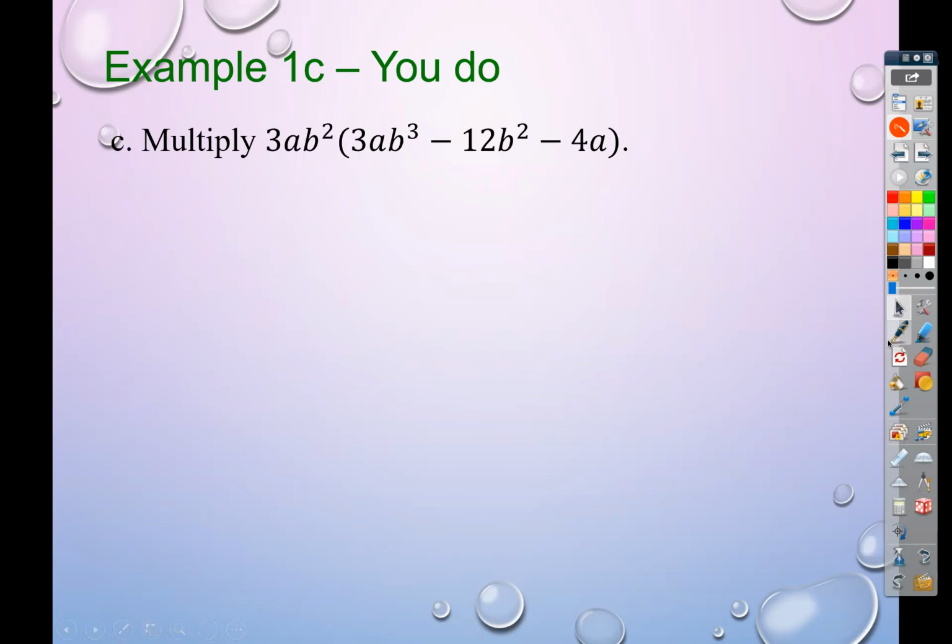All right, you go ahead and try this one. Pause the video. And you should have gotten 9a squared b to the 5th minus 36ab to the 4th minus 12a squared b squared.